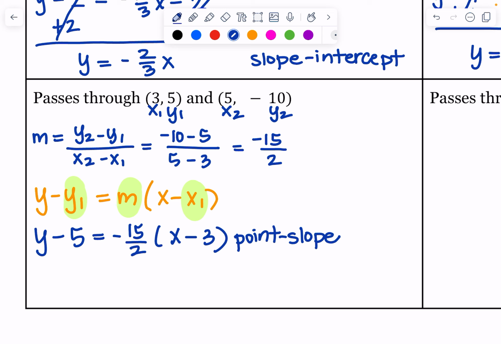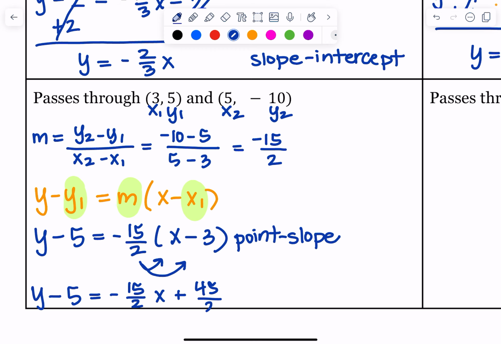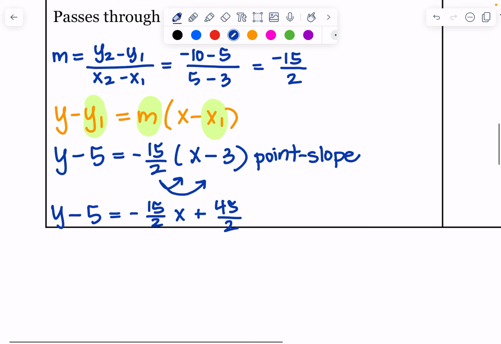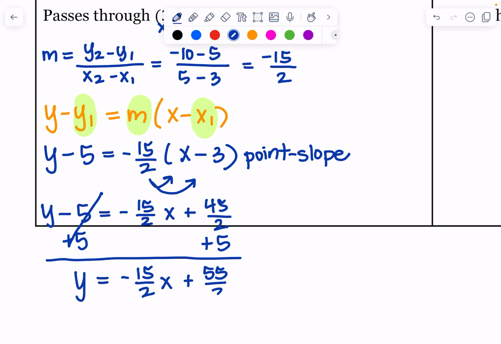Okay, I want slope intercept form as well, so I'm going to distribute this negative 15 over 2. I'm going to have y minus 5 is equal to negative 15 over 2x plus 15 times 3 divided by 2 is just going to be 45 over 2. Double check that. Yep, and then I need to add 5 to both sides. And I got y equals negative 15 over 2x. And then 45 over 2 plus 5, I'm going to have to use my calculator, would be 55 over 2. And this is slope intercept.